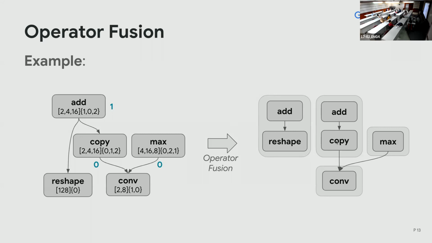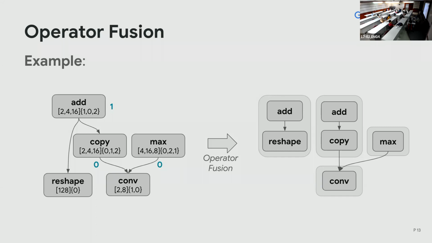And what does it mean to fuse these operators together? When you fuse operators together, it means that the intermediate output from the first operator can be used right away by the consumer. It does not need to be saved in the main memory, which means that we can reduce the memory usage and also the traffic to the memory, right? So it's good in that sense.